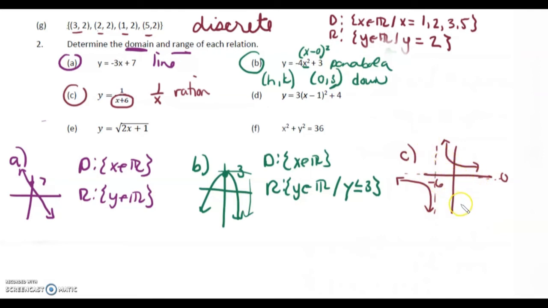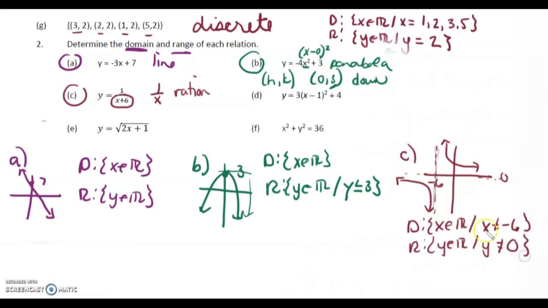Okay, so how we set up this domain and range is that we say x is an element of the real number system such that x does not equal negative 6, negative 6 being this vertical asymptote here. And we set up the range the same way, where y does not equal the horizontal asymptote, which is 0. We're going to study that a little bit more. As of right now, you most likely don't know how to graph this independently, and that's okay.